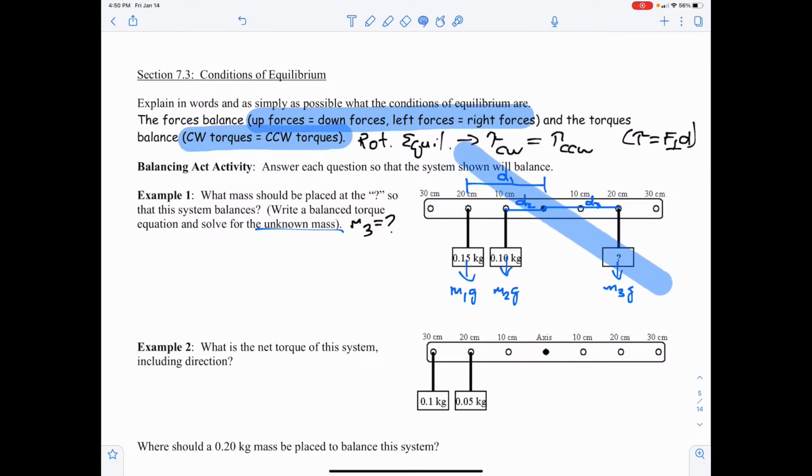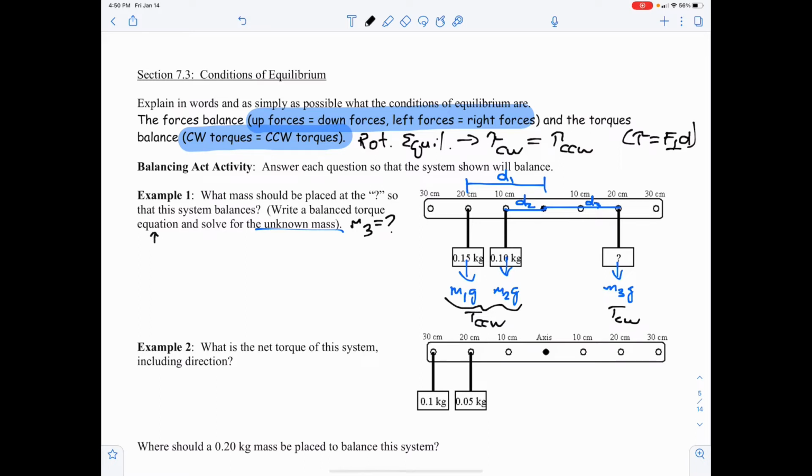That would cause a clockwise torque. What's helpful to do in these problems is identify that. These two here cause counterclockwise torques. This one causes a clockwise torque. And if you identify it in the picture, it's then much easier to set up in a calculation.